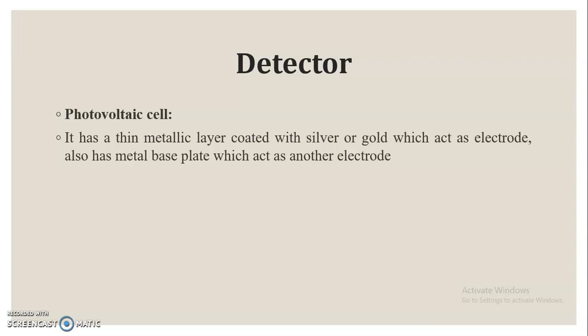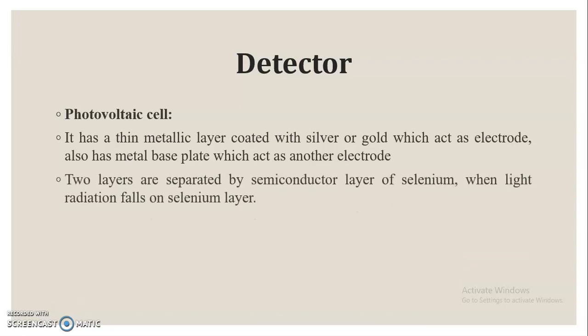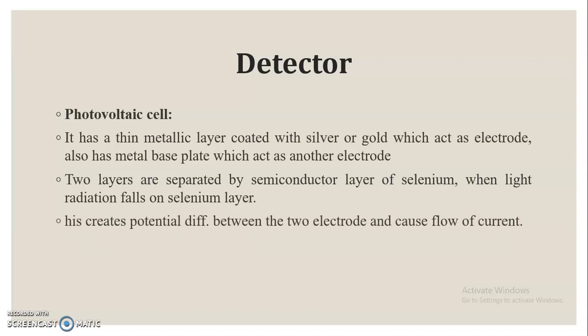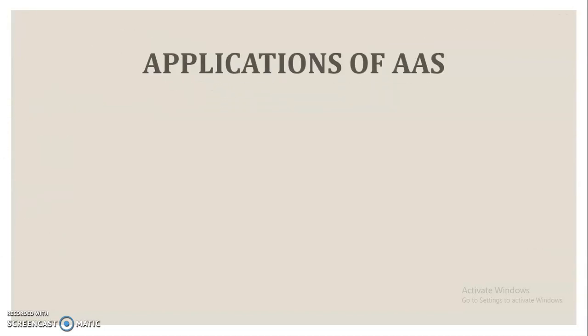Now, photovoltaic cells have a thin metallic layer coated with silver or gold, which acts as an electrode, and also a metal base plate, made of iron, which acts as another electrode. The two layers are separated by a semiconductor layer of selenium. When radiation falls on the selenium layer, this creates a potential difference between the two electrodes and causes the flow of current. Here we have completed the instrumentation of atomic absorption spectroscopy.